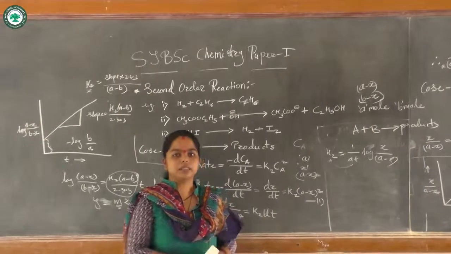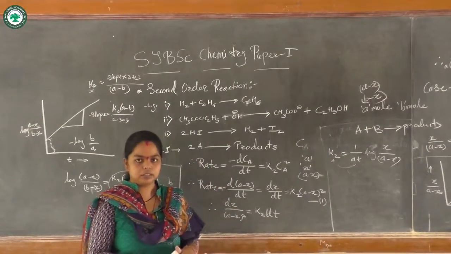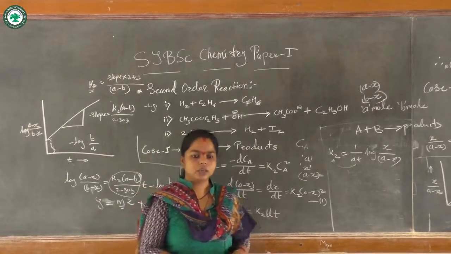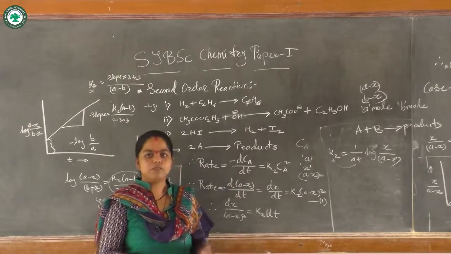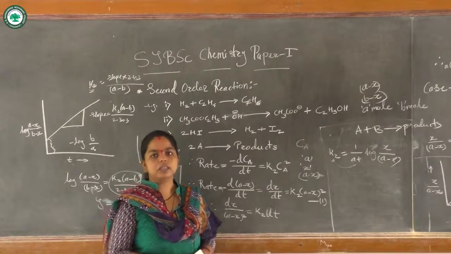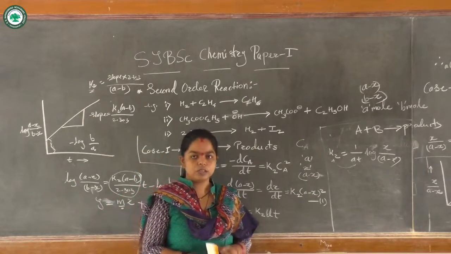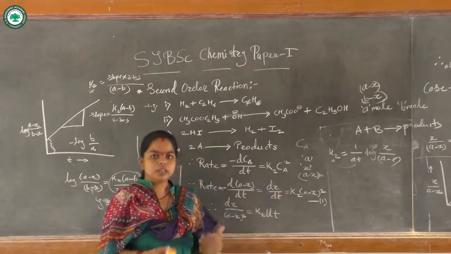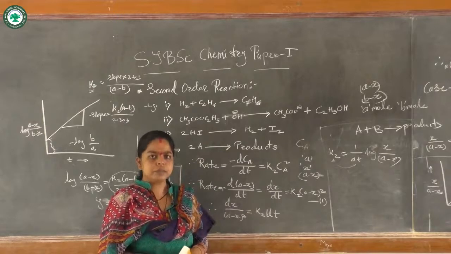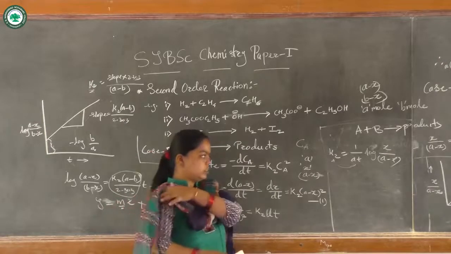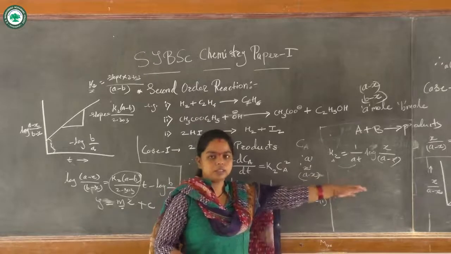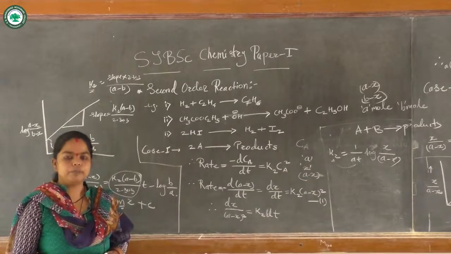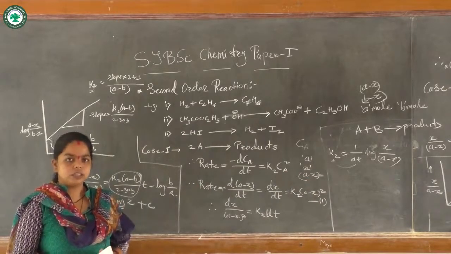By another method, the differential method, by taking the derivative we have derived the second order rate constant equation. Another method is the graphical method. In the graph we have rearranged this equation into a straight line equation, and after plotting this graph we can determine the value of k2, that is the second order rate constant.